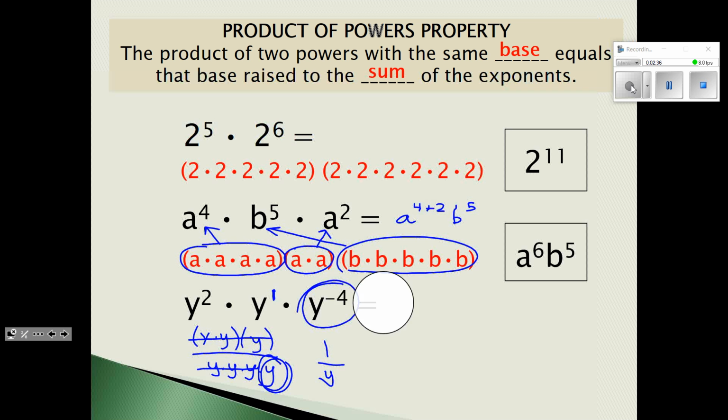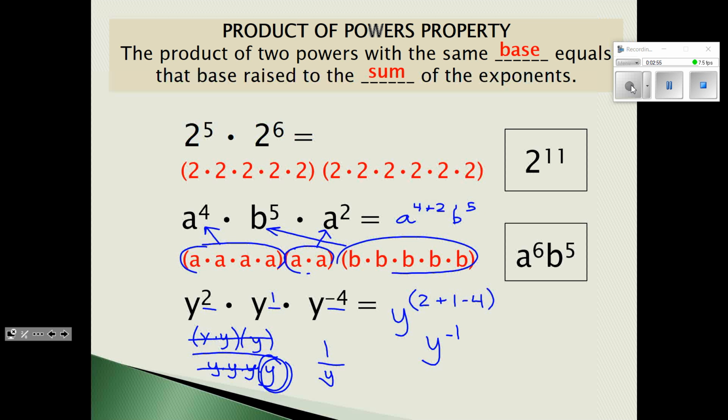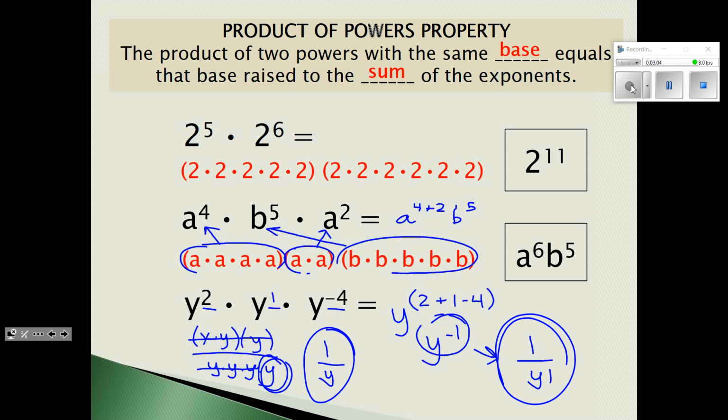Now, if we just use the property that we just learned with the same base, we take the exponents and find the sum of them. So we have 2 plus 1 minus 4. I just took the exponents, 2 plus 1 minus 4. That is y to the negative first power. And then to simplify that, we move it downstairs. So you see that in both examples we get the same answer. And the 1 obviously can be invisible.